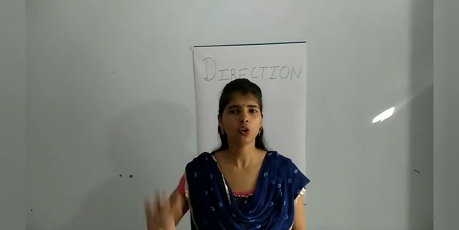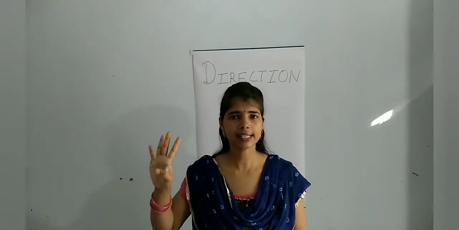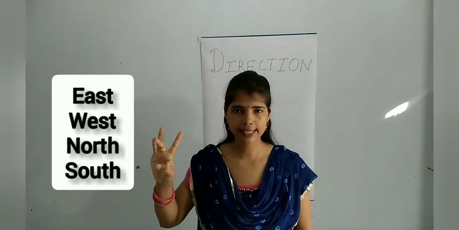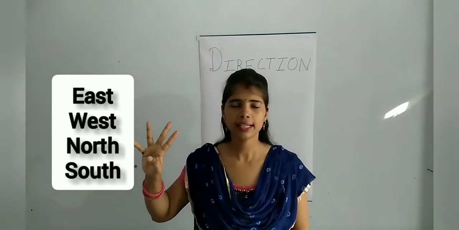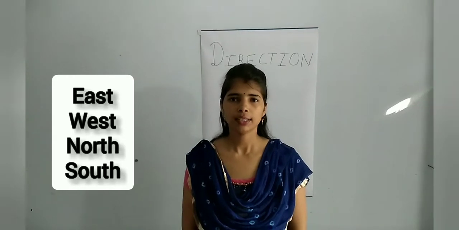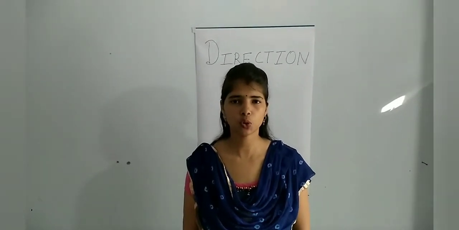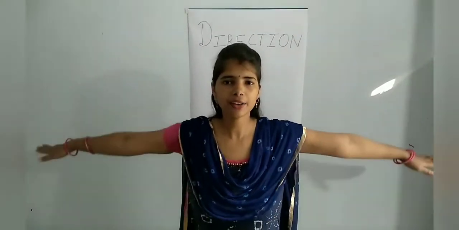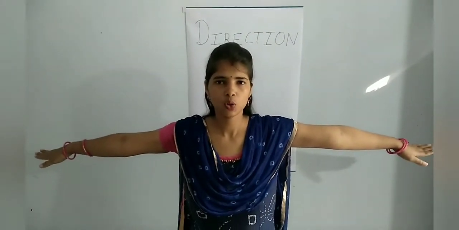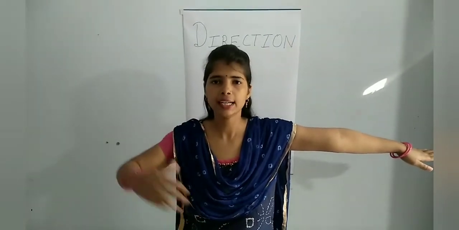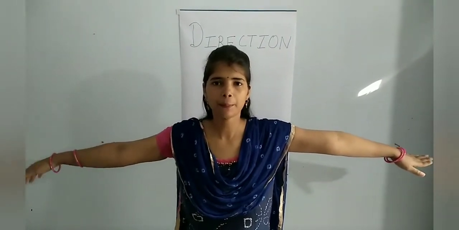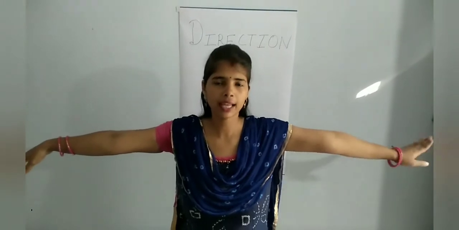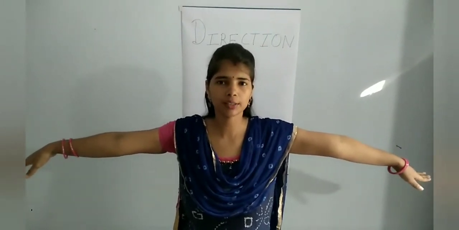Besides this, there are four main directions, that is east, west, north and south. These four directions I am going to show you through my activities. Suppose I am facing towards the sun. So my front side is the east and my back side is the west, my right hand side is the south and my left hand side is the north.